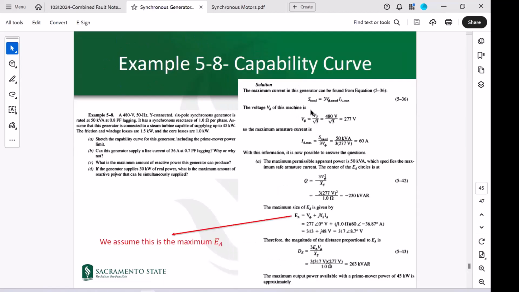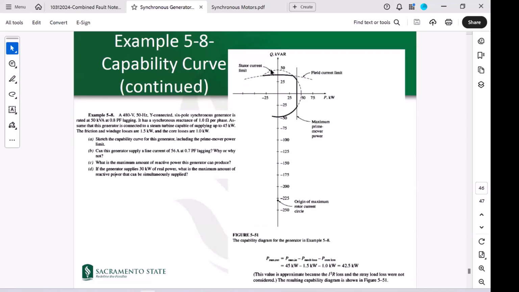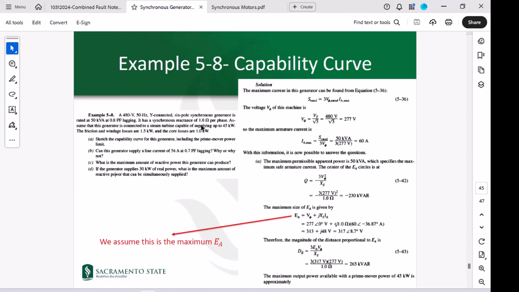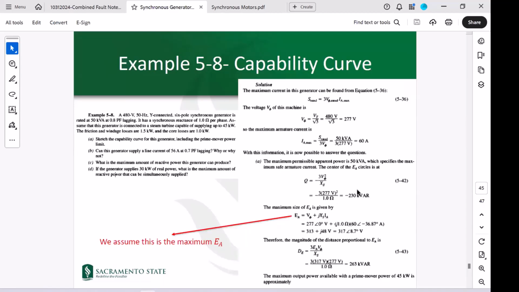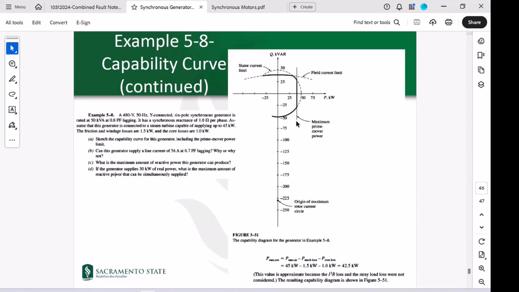So this S rated is how much? 50 kVA. So this smaller circle would be associated with this 50 kVA. So when 50 kVA goes on the horizontal axis, that becomes 50 kilowatts. So this small circle is a circle of the origin point, 0, with 50 as its radius. This is the bigger circle, which is associated with the center of minus 230 and a radius of 263. And finally, this is basically your straight line, which is coming from here, 42.5 kilowatts.